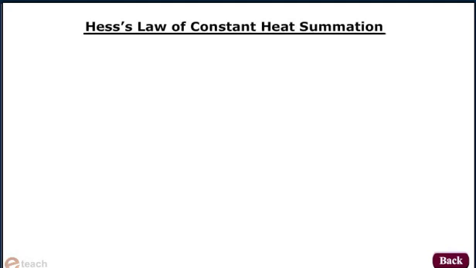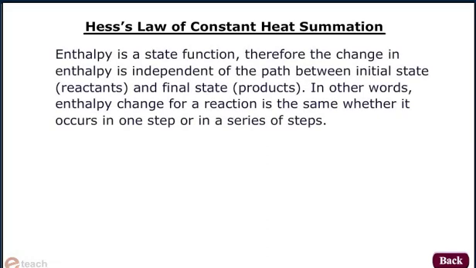We now see Hess's law of constant heat summation. Enthalpy is a state function. Therefore, the change in enthalpy is independent of the path between the initial state, reactants, and the final state, products. In other words, the enthalpy change for a reaction is the same whether it occurs in one step or in a series of steps.